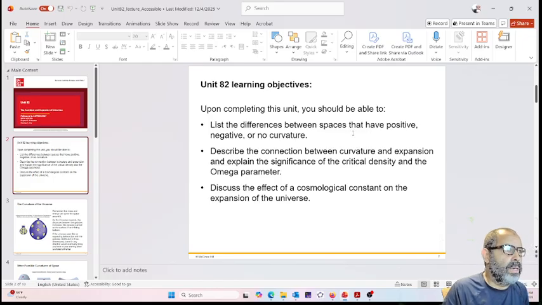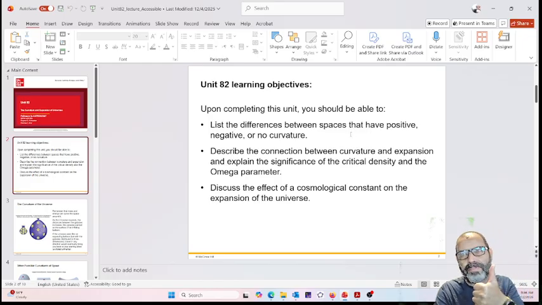So we're going to talk about the positive curvature, the negative curvature, and the zero curvature. Okay, and describe the connection between the expansion and the curvature. At this point, like I said, in light of the current work in astronomy and astrophysics, these things are a little bit in need of review, and discuss the effect of cosmological constants on the expansion of the universe.